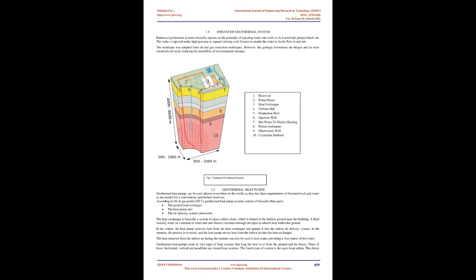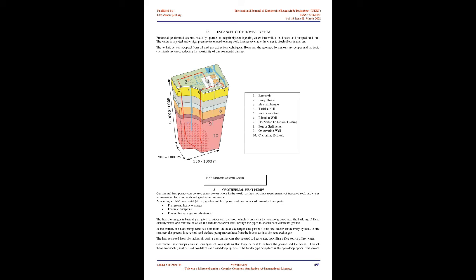The heat exchanger is basically a system of pipes called a loop, which is buried in the shallow ground near the building. A fluid, usually water or a mixture of water and antifreeze, circulates through the pipes to absorb heat within the ground. In the winter, the heat pump removes heat from the heat exchanger and pumps it into the indoor air delivery system. In the summer, the process is reversed, and the heat pump moves heat from the indoor air into the heat exchanger.